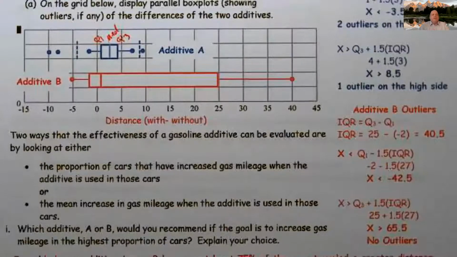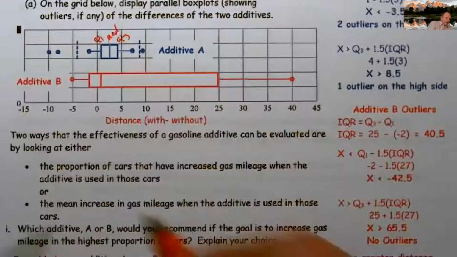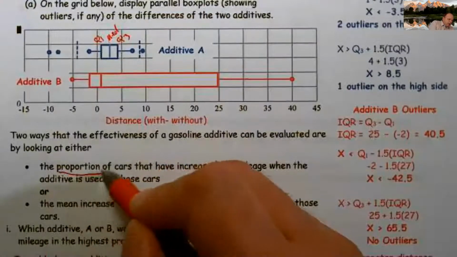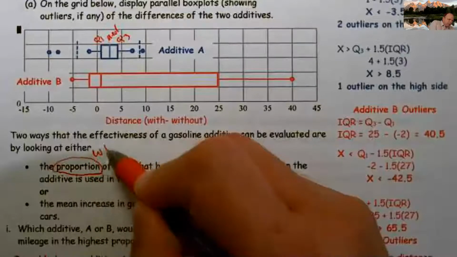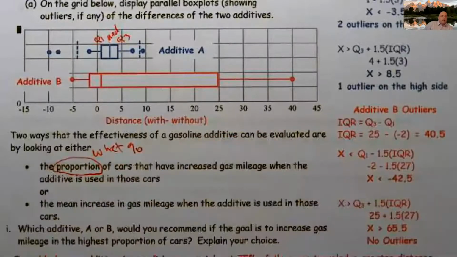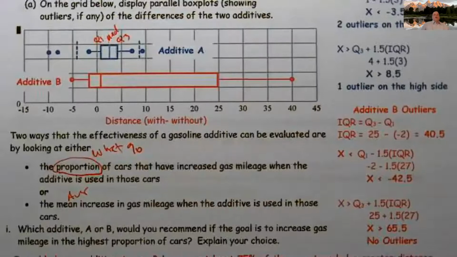Continuing on, 2 ways that the effectiveness of gasoline additives can be evaluated are looking at either the proportion of cars that have increased gas mileage, all right, the proportion of cars who have increased gas mileage when the additive is used, or the mean increase in gas mileage. Okay, so right here, they're asking what is the largest percent, or here they're looking for the average increase.